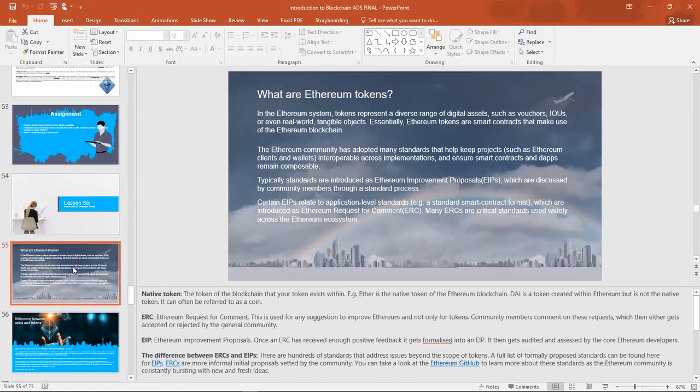What are Ethereum tokens? In the Ethereum ecosystem, tokens represent a diverse range of digital assets, such as vouchers, IOUs, or even real-world and tangible objects. So essentially, Ethereum tokens are smart contracts that make use of the Ethereum blockchain. There is something called IOUs.